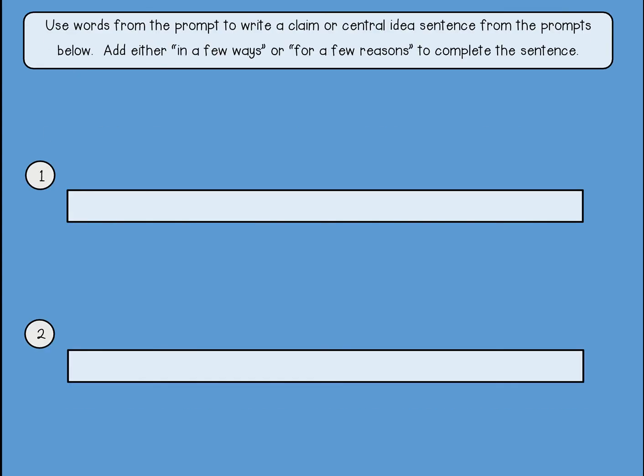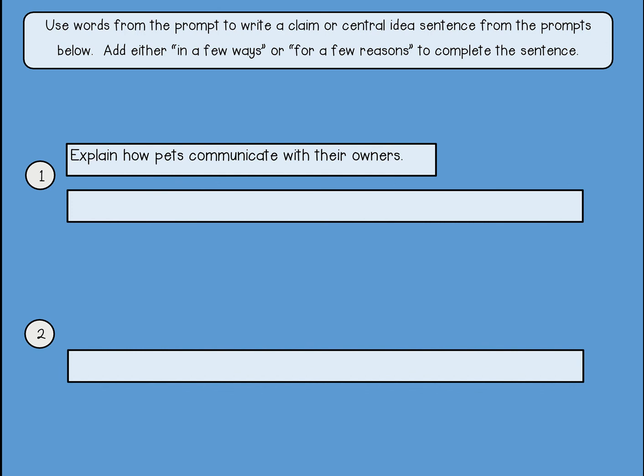From there, I like to have students practice this orally. Let's just talk about how to develop them first, then eventually I'll get them to write or type them. So, using words from the prompt to write a claim or central idea sentence, all they have to do is use those words and then add the phrase in a few ways or for a few reasons to complete that sentence.